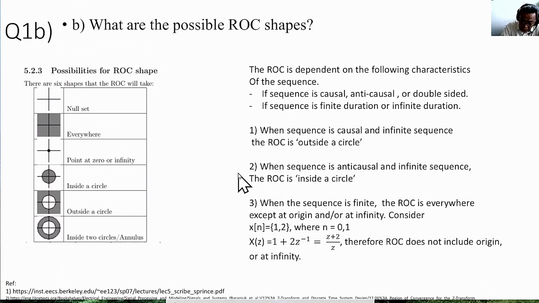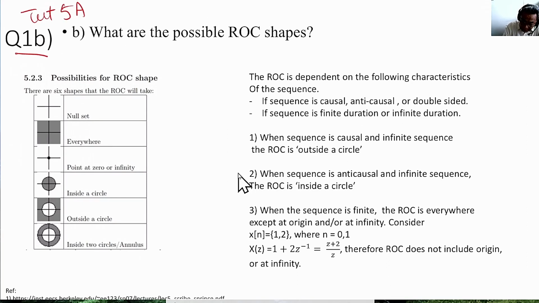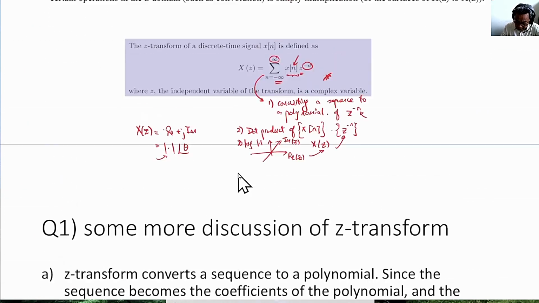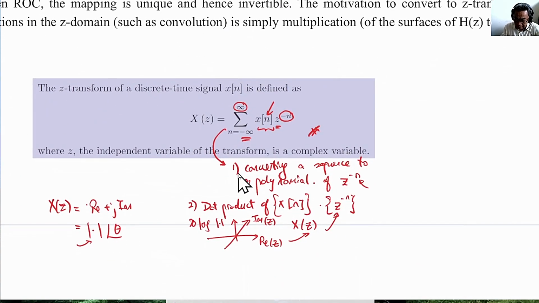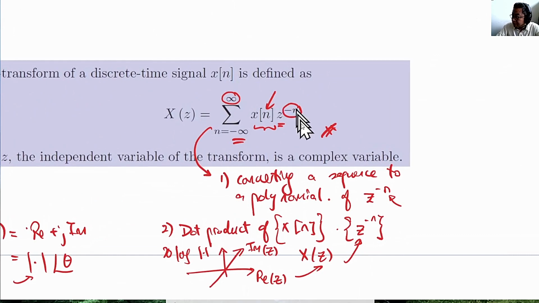In this question 1b of tutorial 5a, we are asked the possible region of convergence shapes. What does region of convergence mean? In the Z transform, for different values of z, this infinite series may converge or may not converge. The regions of z which make this series converge are called the regions of convergence.